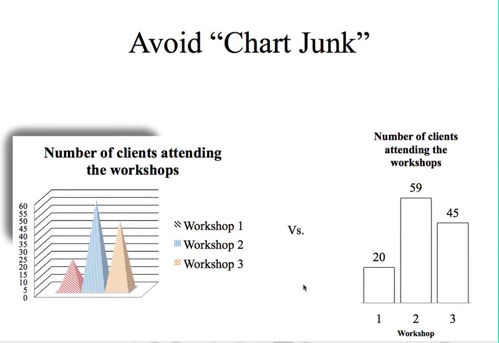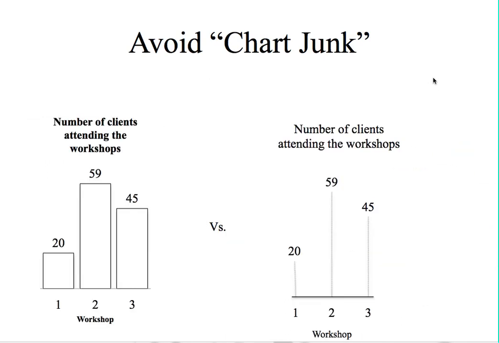Now we could go even further if you want. Because here, to show that Workshop 1 had 20, we're using a box. We're using 3 lines. Here we're using another 3 lines and 3 lines. That's a total of 9 lines. We could probably do better than that and avoid a little more junk by using just 1 line per data point. Now we took some other junk out and we're presenting the same thing.